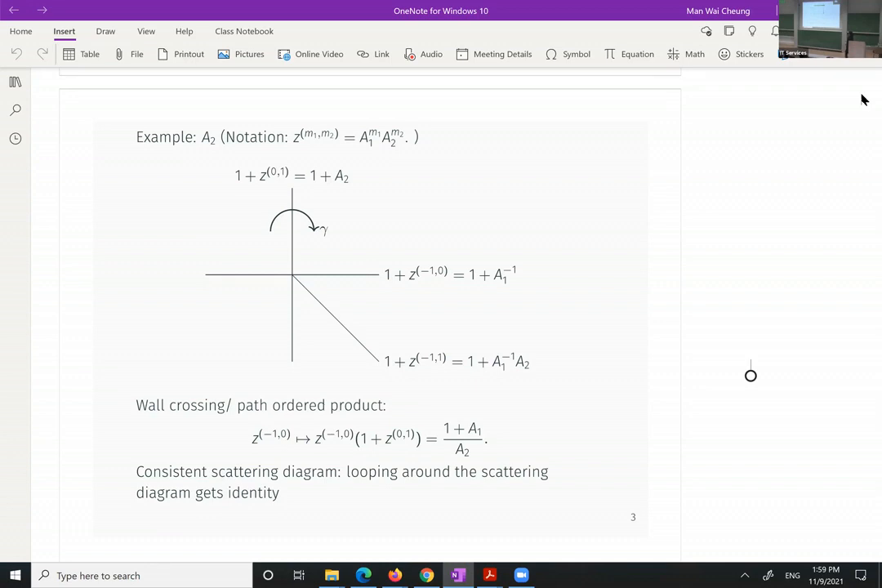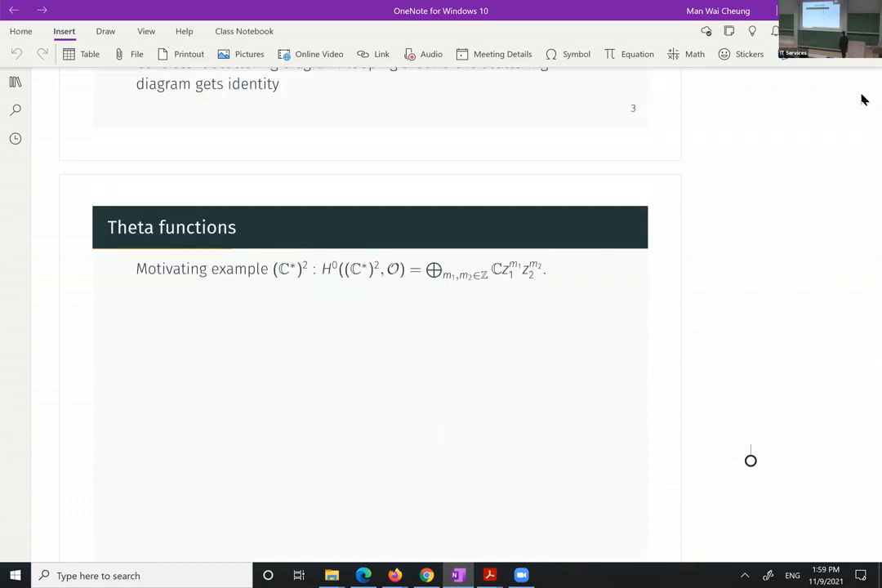Thank you. And then here is a consistent scattering diagram. If we consider a path looping around the scattering diagram, this path-ordered product will be the identity. So that is the scattering diagram that we had a few minutes before, and then we have the theta function.